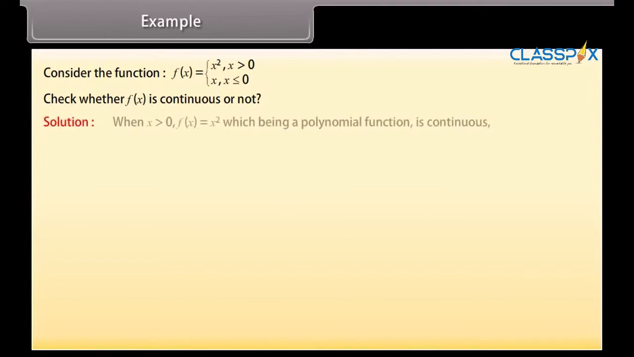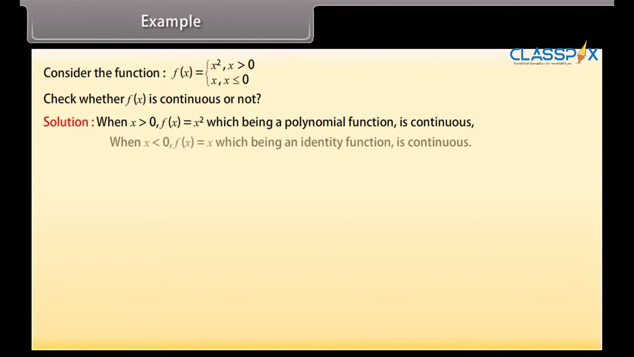Solution. When x > 0, f(x) = x², which being a polynomial function is continuous. When x < 0, f(x) = x, which being an identity function is continuous. Now the only doubtful point is x = 0.